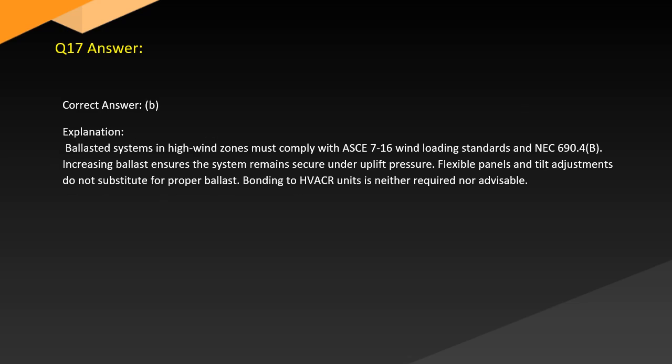Answer. Correct answer: B. Explanation. Ballasted systems in high wind zones must comply with the ASCE 7-16 wind loading standards and NEC 690.4(B). Increasing ballast ensures the system remains secure under uplift pressure. Flexible panels and tilt adjustments do not substitute for proper ballast. Bonding to HVACR units is neither required nor advisable.